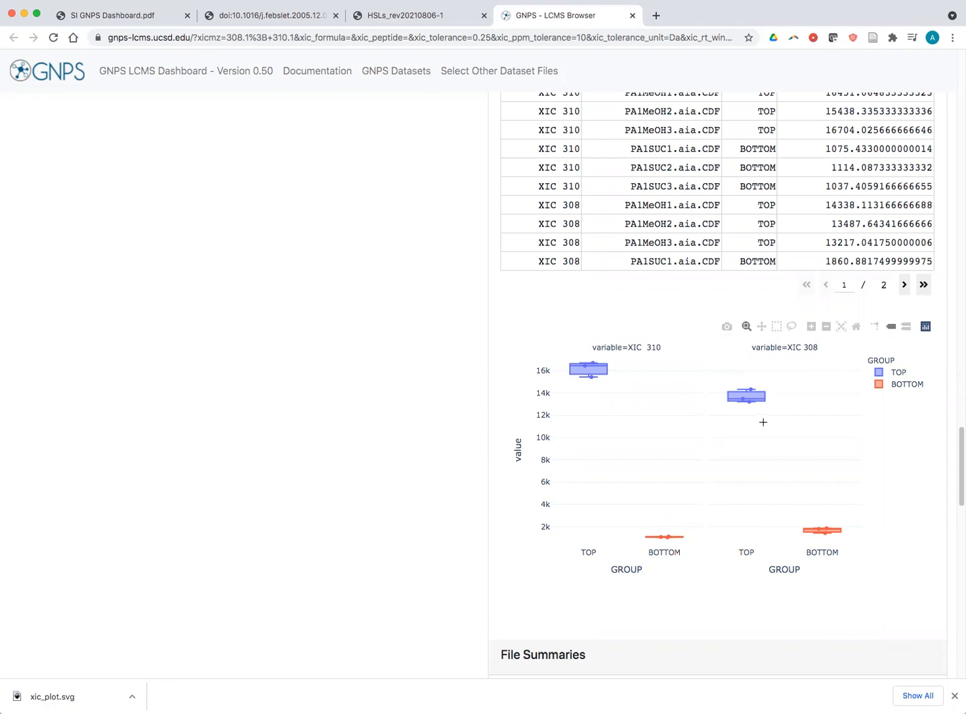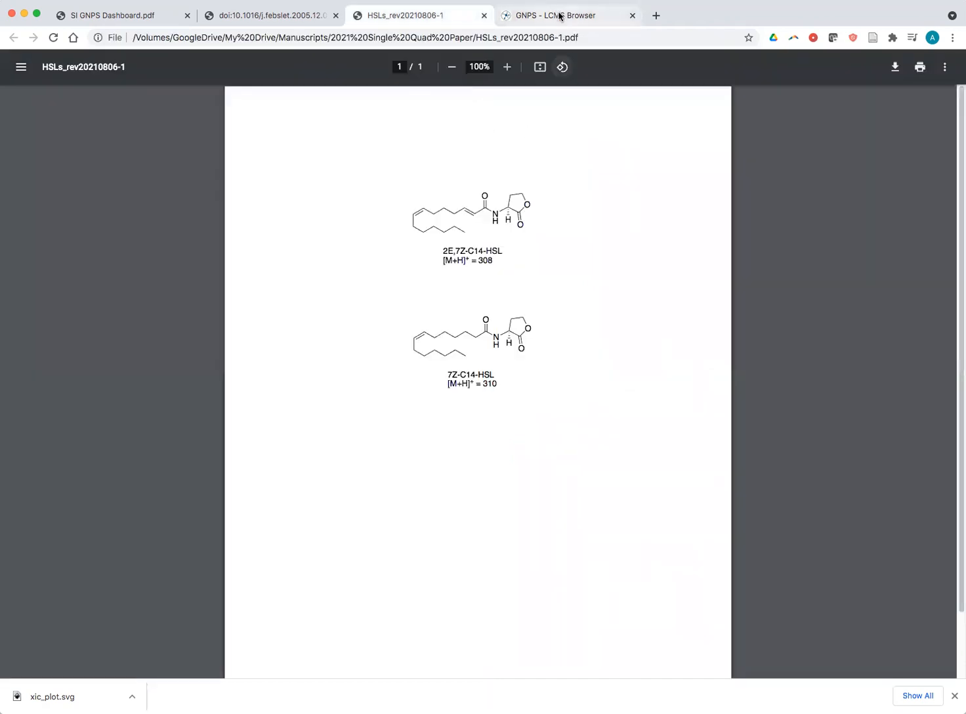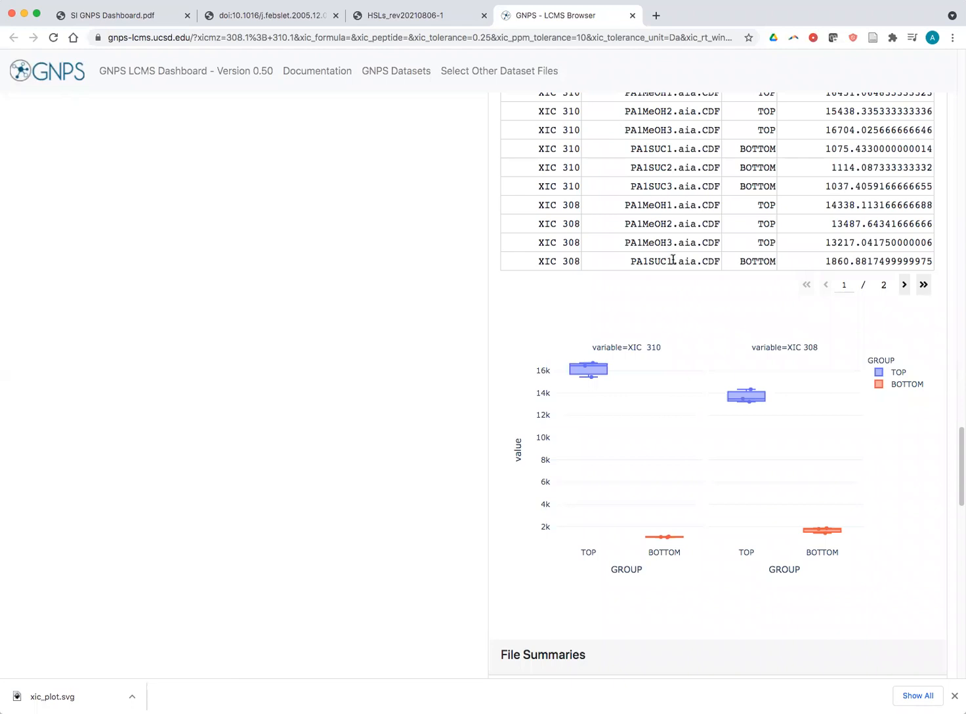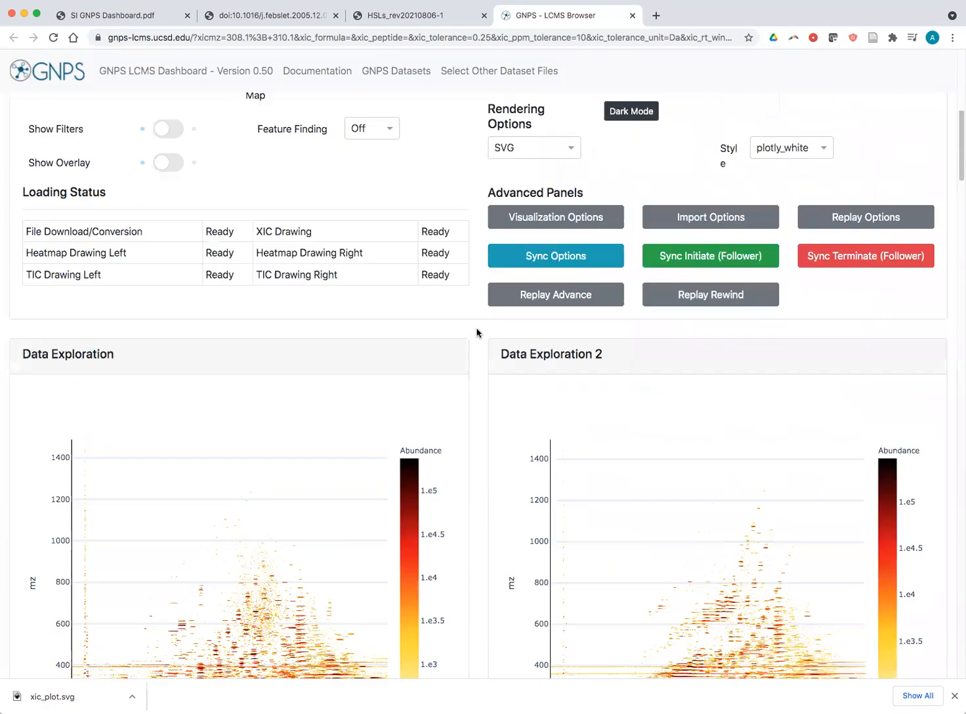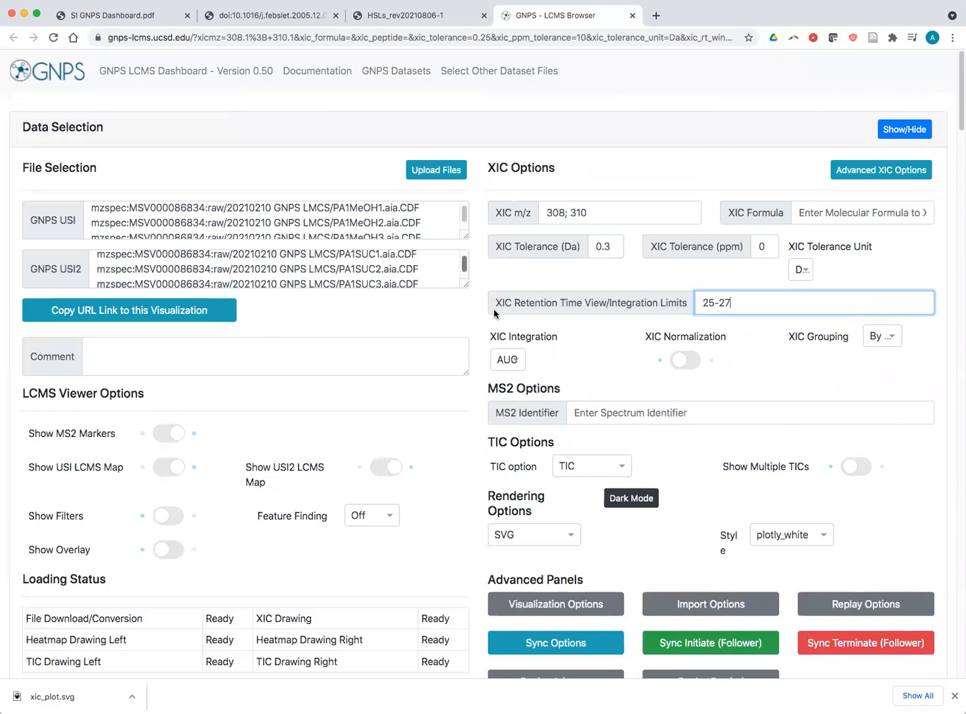And same for this one with a mass of 308. So these likely correspond to the two quorum sensing signals shown here, and verify that these are only produced in the methanol, but not the succinate grown condition. I hope this was helpful in terms of showing you how you can rapidly analyze and also share data using the GNPS dashboard, even for MS1 data.